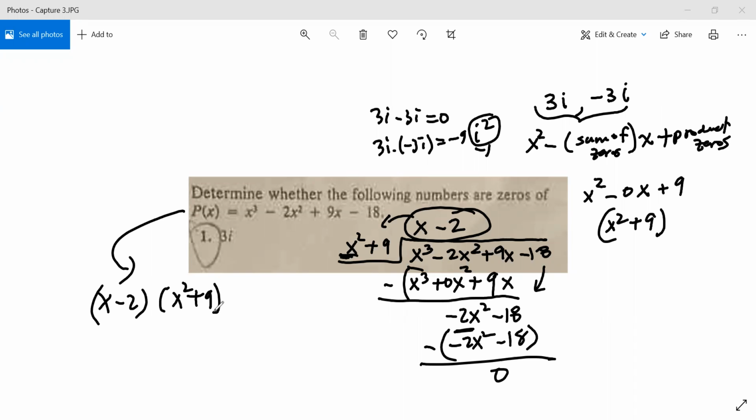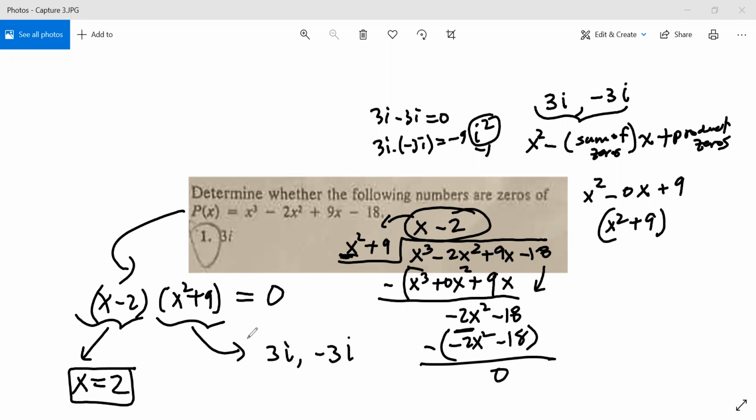And if you want to find the zeros, then you set the polynomial to 0. I already know what the zeros are from this one. That was 3i, negative 3i. And all I need to do now is set this to 0, which is x equal to 2. So x equals 2, x equals 3i, and x equals negative 3i are the solutions.